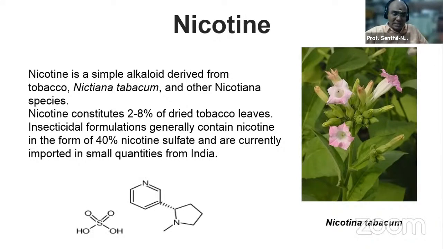So nicotine is a simple alkaloid derived from tobacco, that is Nicotiana tabacum and Nicotiana species. Nicotine constitutes about 2 to 8% of dried tobacco leaves. Insecticidal formulations generally contain nicotine in the form of 40% nicotine sulfate, currently imported in small quantities from India for pesticidal purposes.